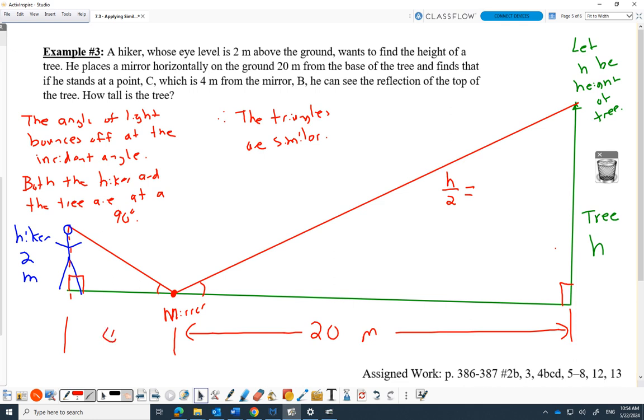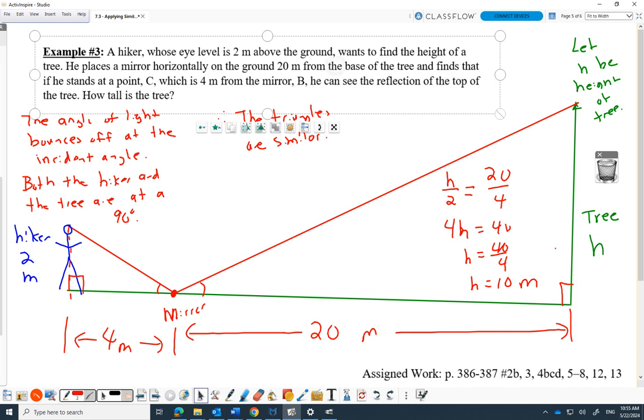What was the other one? 4? Yep. And again, yes, I've used very nice numbers where you go, oh, it's multiplied by 5. But if it wasn't nice numbers, you're going to want my proportions. H over 2 equals 20 over 4. Cross multiply. Therefore, the tree is 10 meters high.